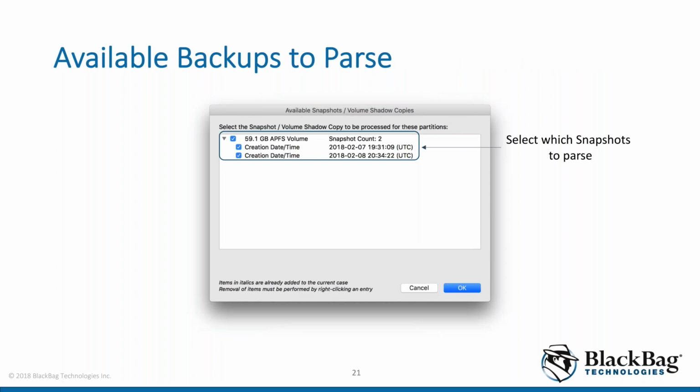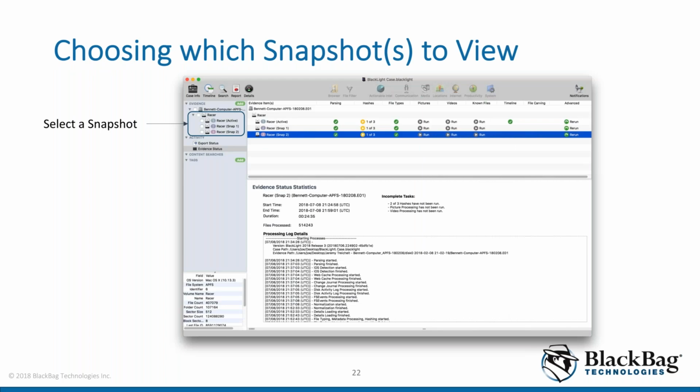When you click next to that button, this is the window you'll get, and it'll just list all the different snapshots. You can select which snapshots you'd like to process. When you click OK and start processing, you're going to see a window like this.